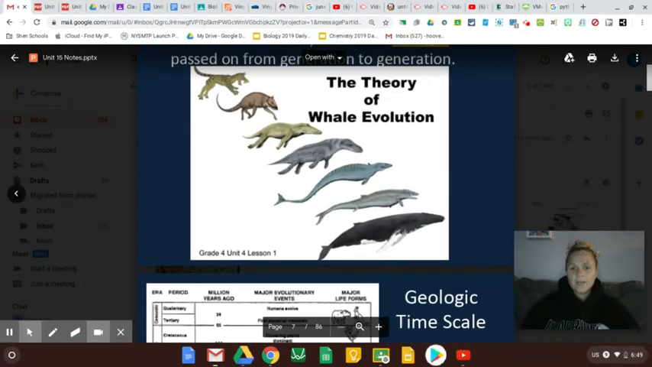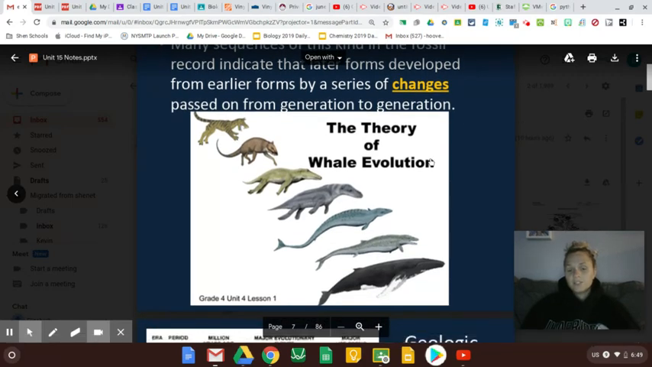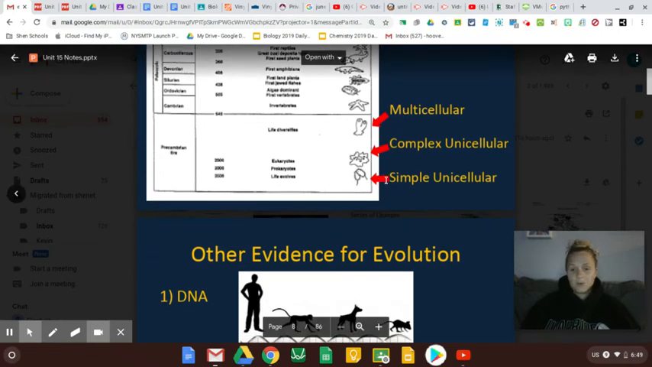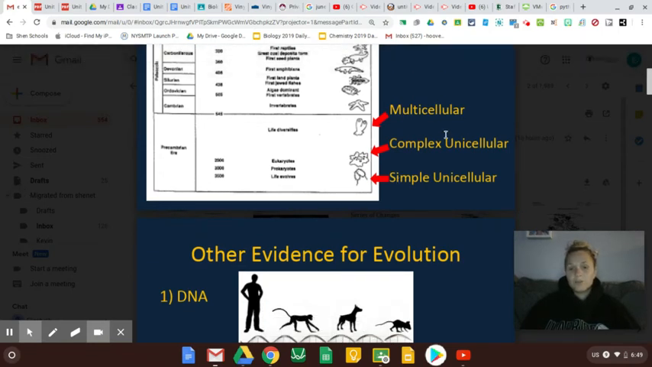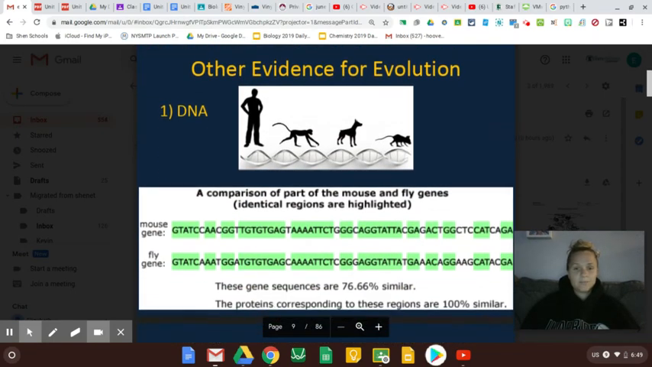We do have this in our fossil record. We do see changes over time where we get more and more complex. So our oldest fossils are simple and our newer fossils are multicellular.